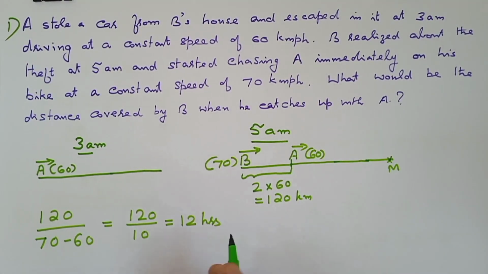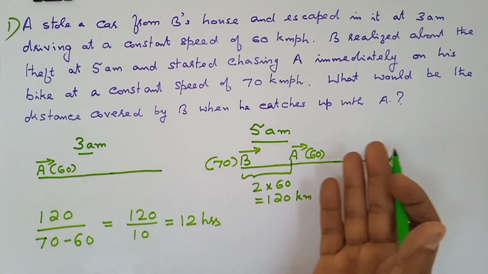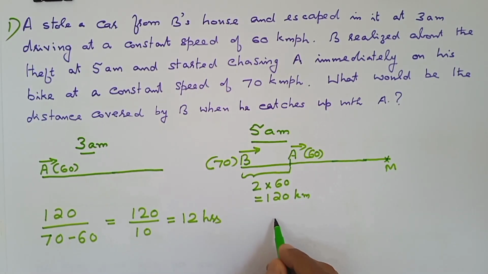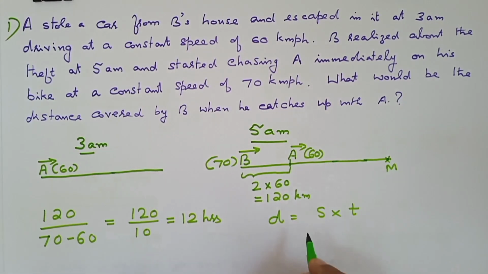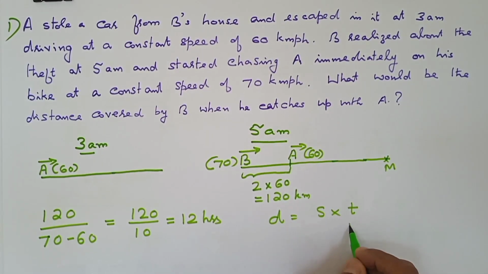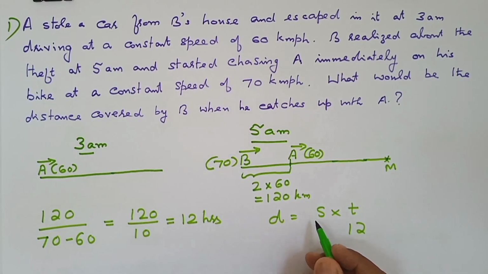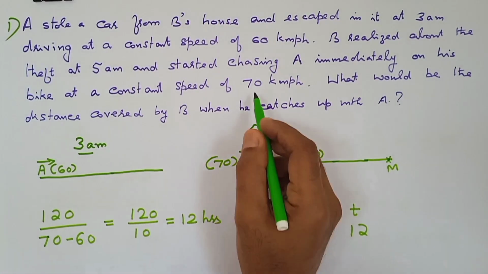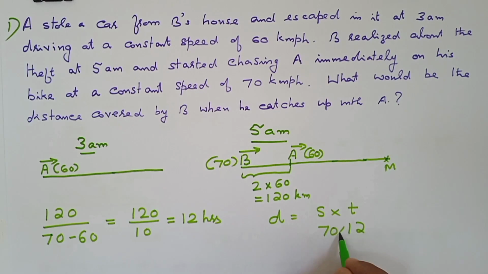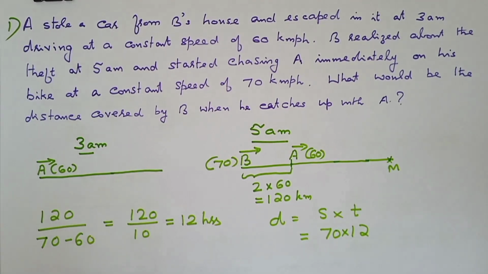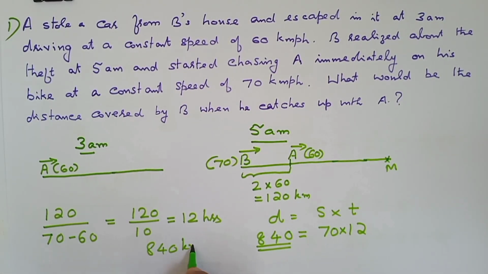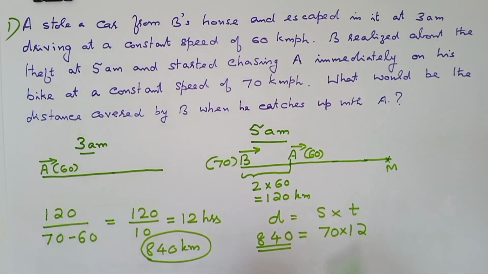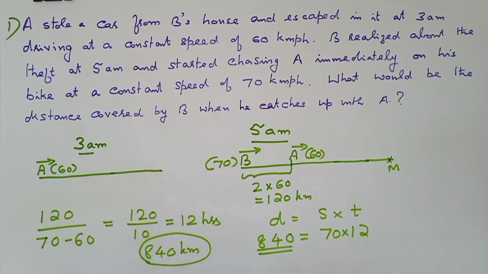And how do you find out the distance covered by B when he catches up with A? See, distance, as you know, is speed into time. We know the time after which B catches A, that is 12 hours. And what was the speed with which B kept chasing him? 70 km per hour. So write that 70 here. That will give you the distance by the time B catches A, and on simplification it is 840 km. That is the distance B has covered by the time B catches A. That is the final answer to the question.